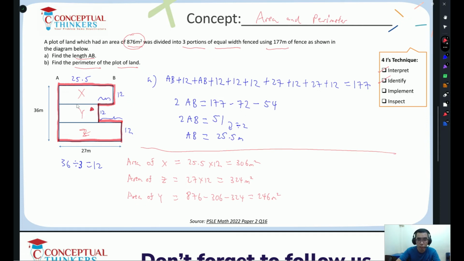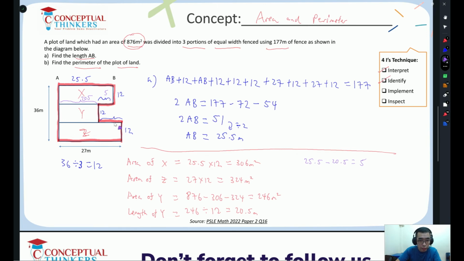Okay, so with the area of Y, I can find the length of Y. Length of Y is basically taking the area and dividing by the width, the breadth. So divide by 12. So I will get 20.5 meter. Okay, so next I'm going to calculate all these dimensions. Since from here to here gives me 20.5, I can calculate this length here, right? So I take 25.5 minus away 20.5. That will give me 5. So this means that this is 5.